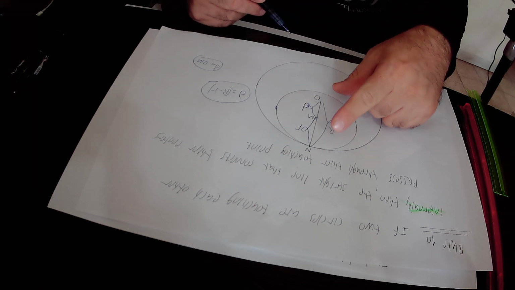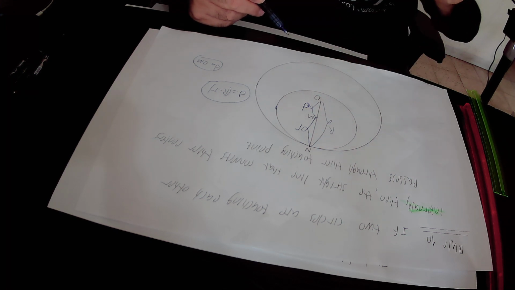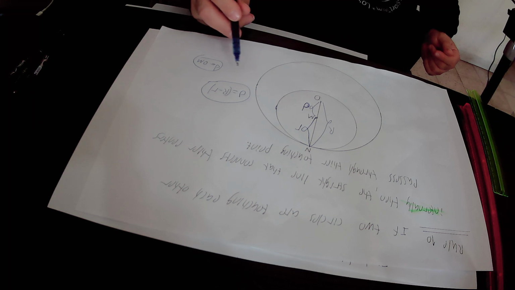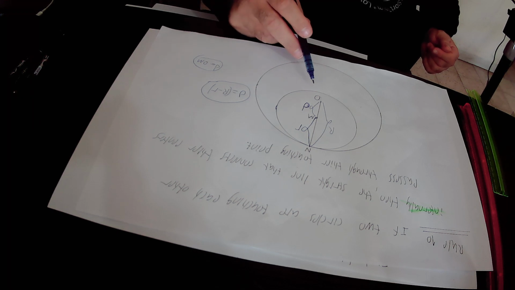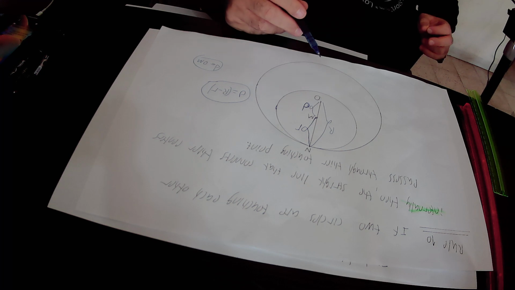It is very easy to see that ON minus NM equals MO. So capital R minus small r equals the distance between their centers. So this difference between their radii is the distance between their centers, MO.